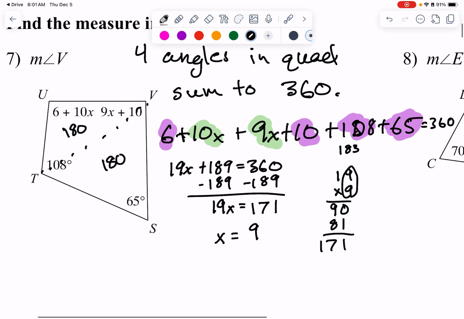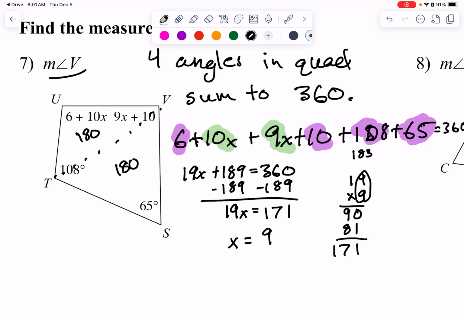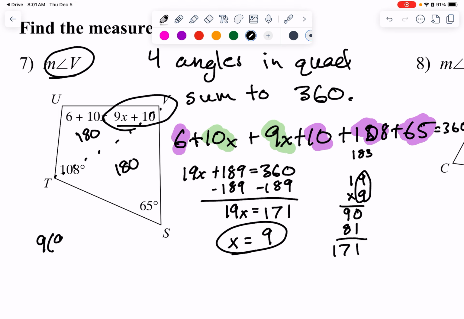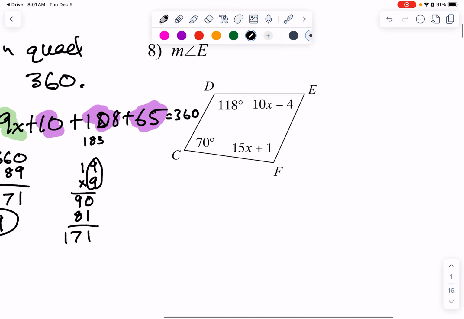But here's the catch. That's not what the actual question was. The actual question was find the measure of angle V, which happens to be here, 9x plus 10. And I know that x equals 9. So I have to do 9 times 9 plus 10 equals angle V, or 81 plus 10 equals angle V, or 91 equals angle V. And that looks pretty accurate because 91 is very close to a right angle. That looks very close to a right angle.